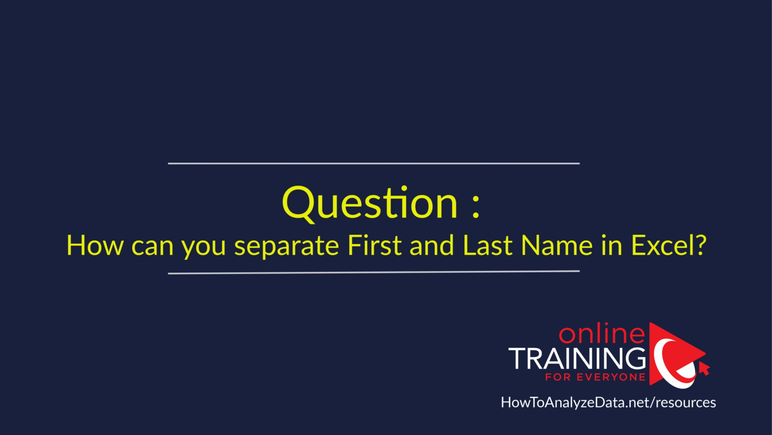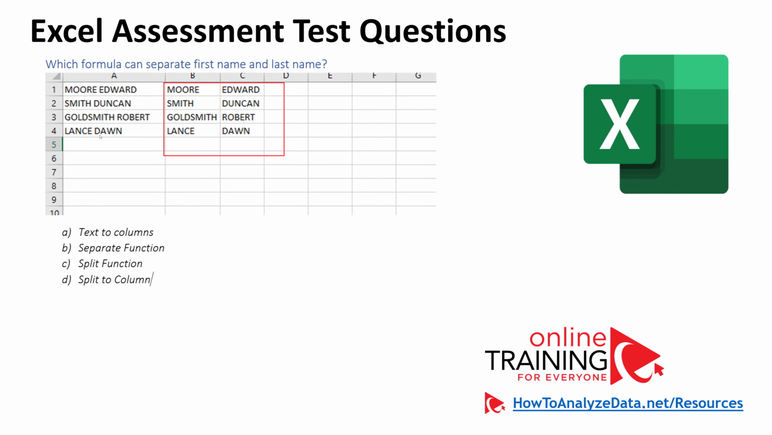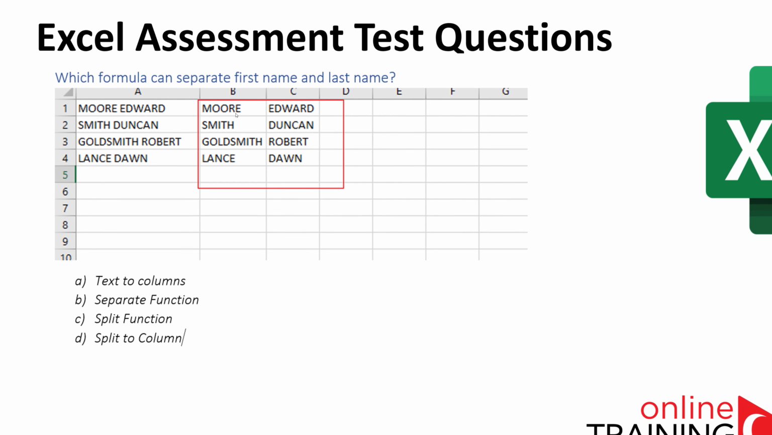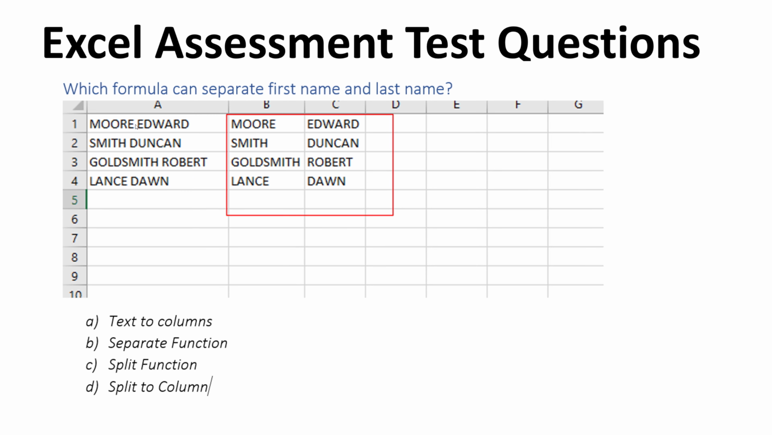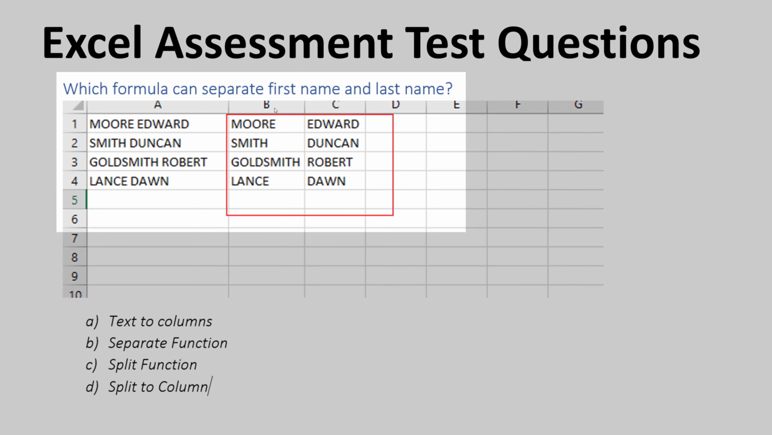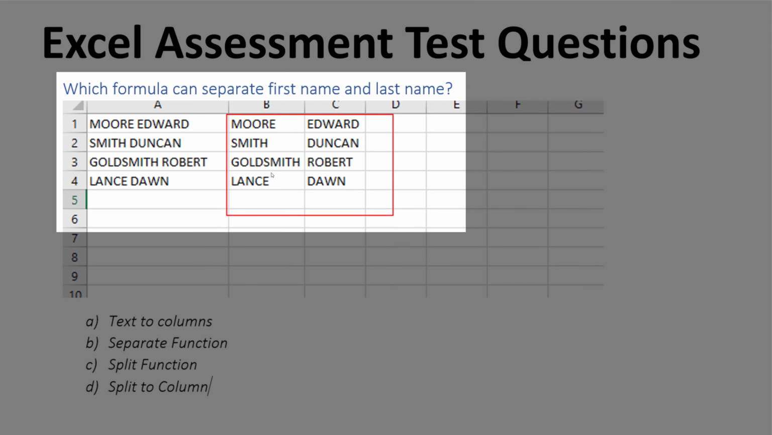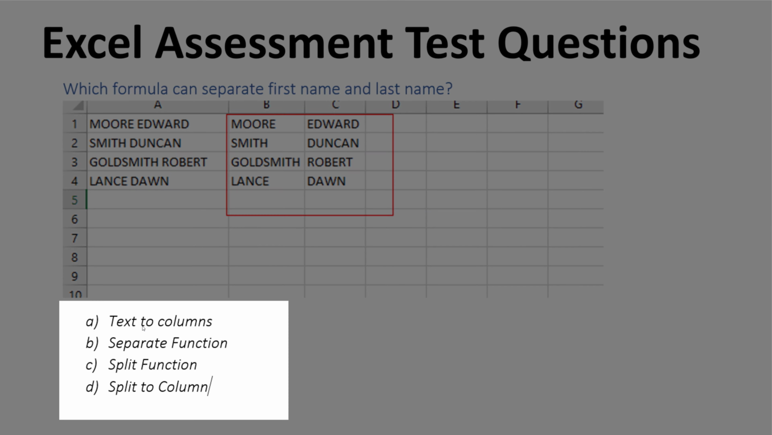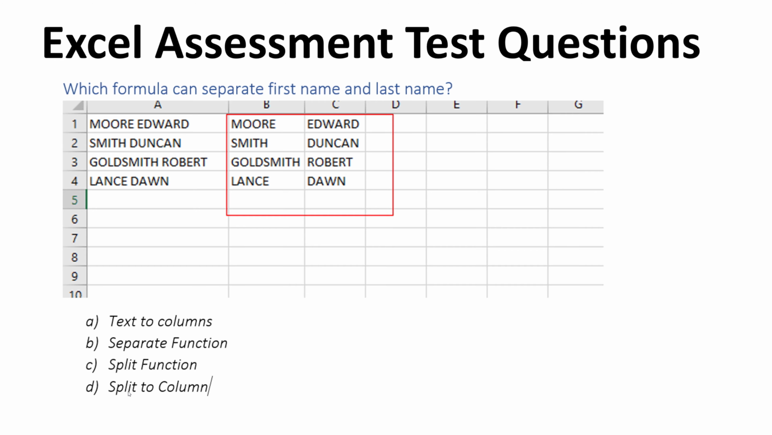A lot of times when you work with the data from another source, you may need to separate the data into the separate columns. For example, here we see a combination of first and last name in column A, but in columns B and C, you see these values as separate values. So how would you do it? Which Excel function would you use? You're presented with the 4 different choices: text to column, separate function, split function, and split to column. Which one would you choose?